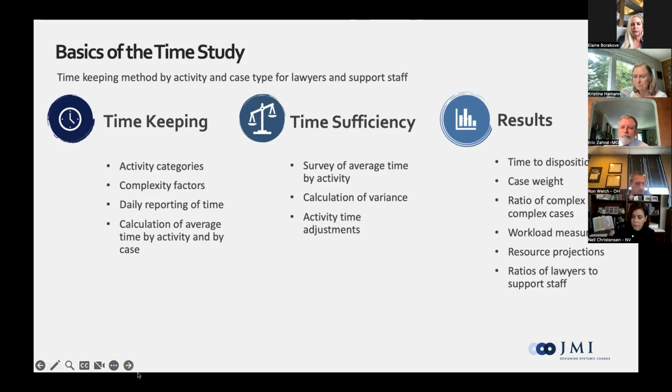It does require daily reporting of time, which for lawyers in public service is not ideal because they're not used to keeping billable hours. However, I will say, you know, the perception is that this is a really burdensome process.